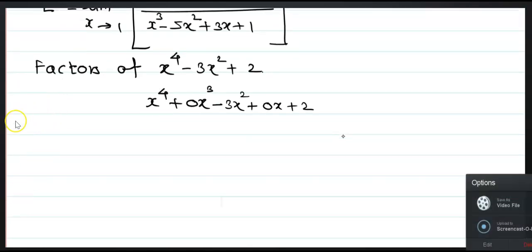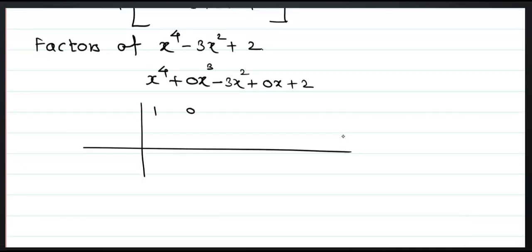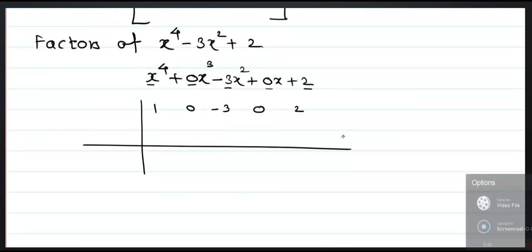This is important. We have written it in the decreasing form, starting from the 4th power. The third power is not present there, therefore we have written 0x cube minus 3x square plus 0x plus 2. Now write their coefficients. These are the coefficients: 1, 0, minus 3, 0, 2. Now the first factor is x minus 1. Therefore we write here 1.